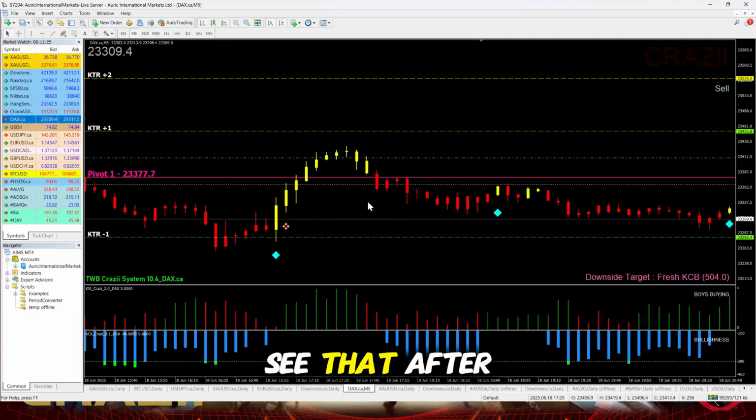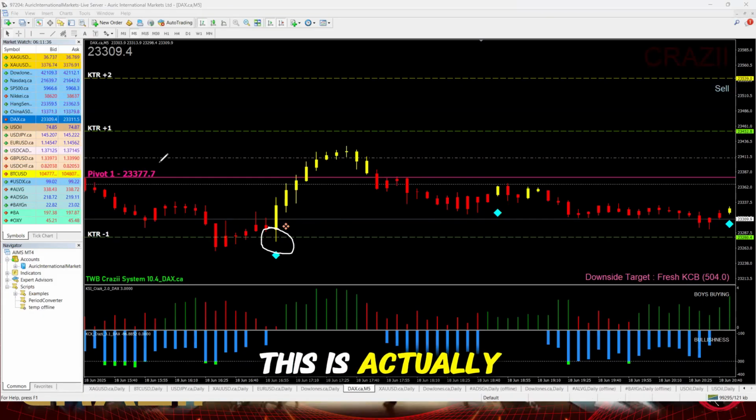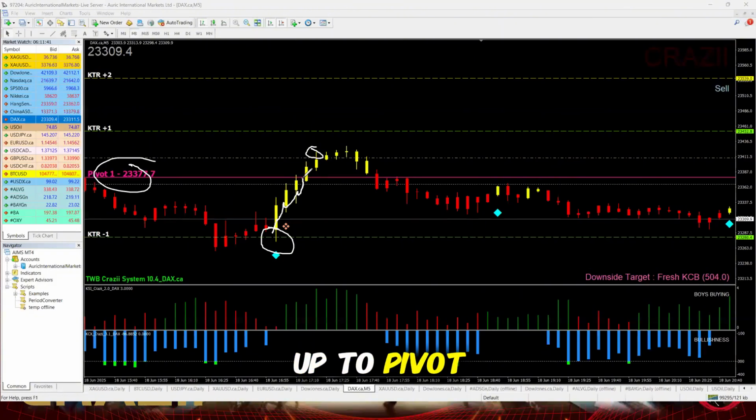Okay, so you can see that after that, the market keeps hanging around at the KTR minus 1. It tries its best to go up, but you can see something very interesting. Here is KTR minus 1. This is actually pivot 1. This is MLP. So the market tries to go up to pivot, breaks pivot, but once it hits MLP, it pulls back down again.